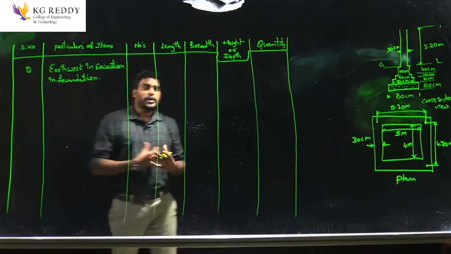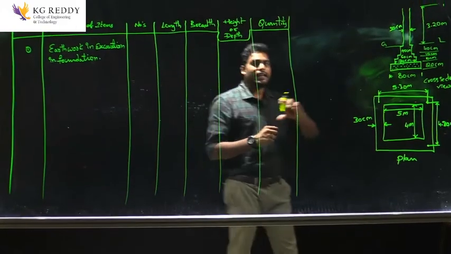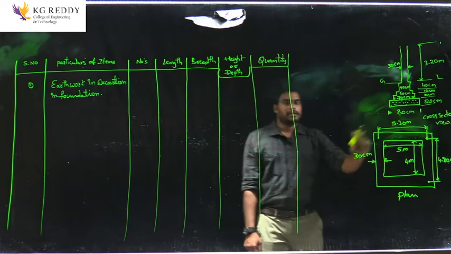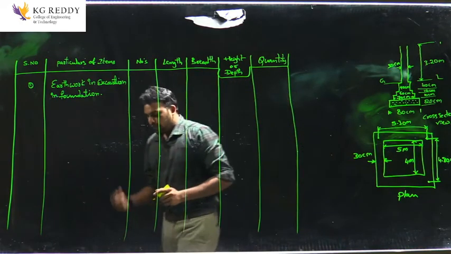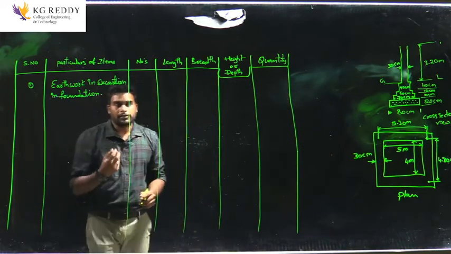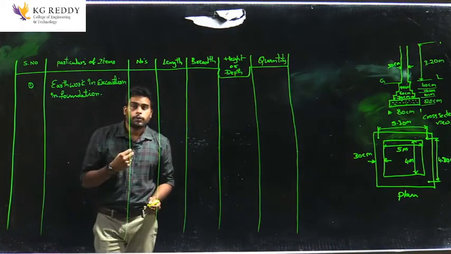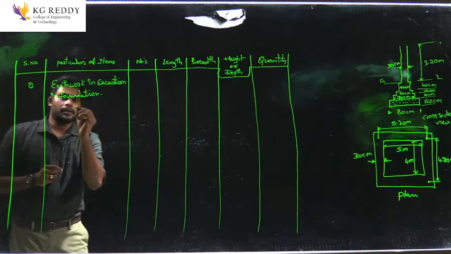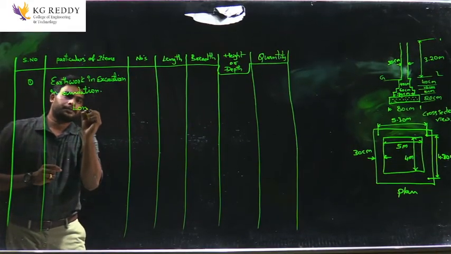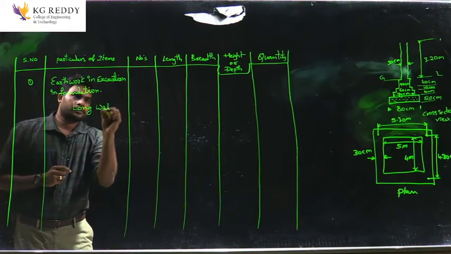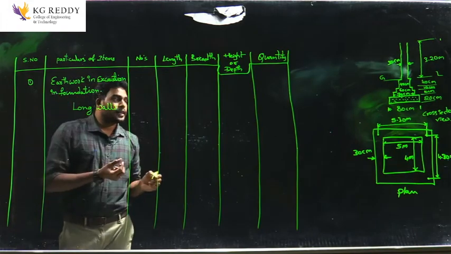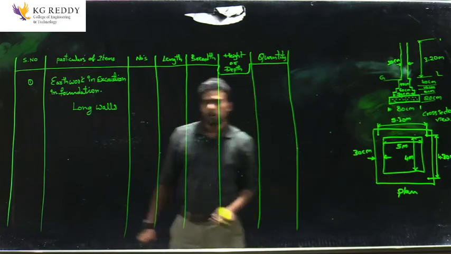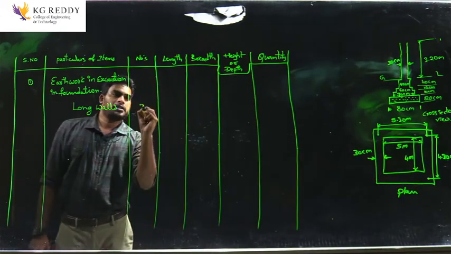Now we are going to find the total entire excavation for this structure. We are using the long wall short wall method, right? Now we will mention how many long walls there are and how many short walls there are. How many long walls are there? 2 long walls. One is here and another one is here. So mention here 2 long walls.